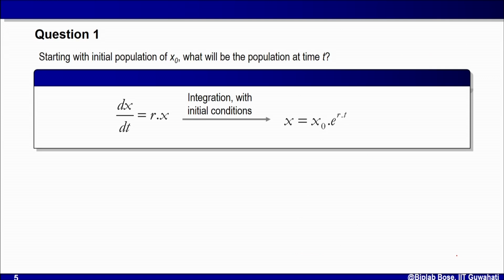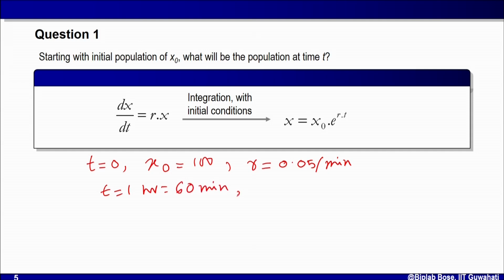Now once I have this function, I want to go back to my first question. So suppose at t equal to 0, my initial population of bacteria is 100. That means I have seeded 100 bacteria in my fermenter. And I know the rate constant for growth is 0.05 per minute. Remember, bacteria grow very fast. So I want to know after 1 hour, t equal to 1 hour, that is 60 minutes, what will be the size of the bacterial population?